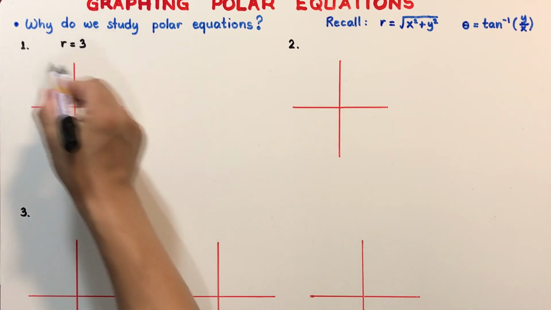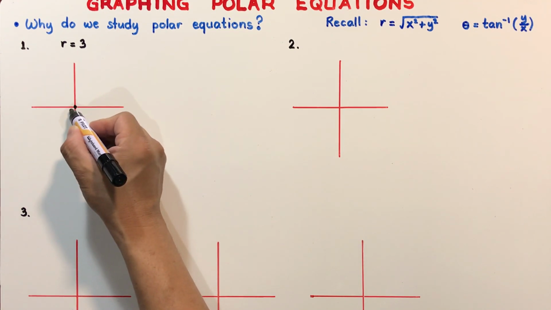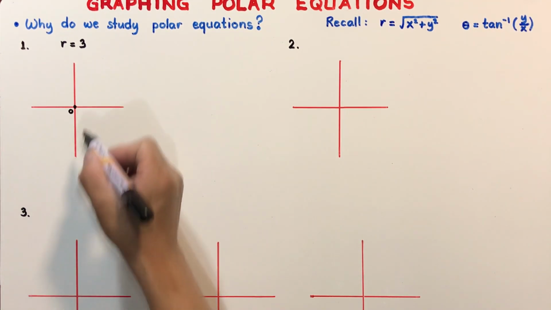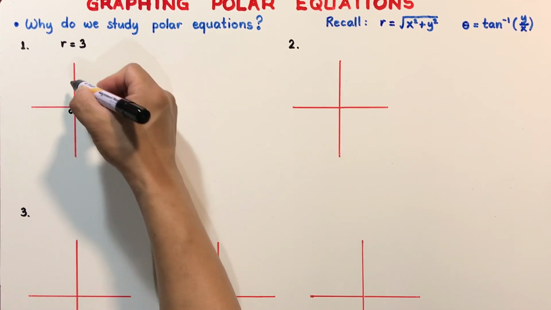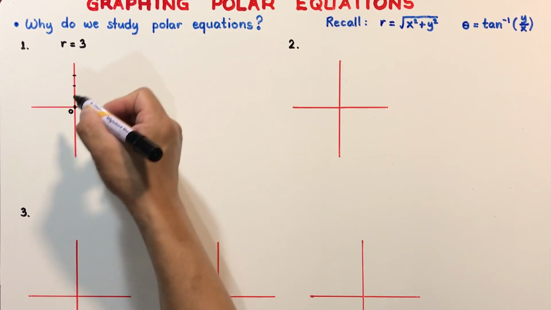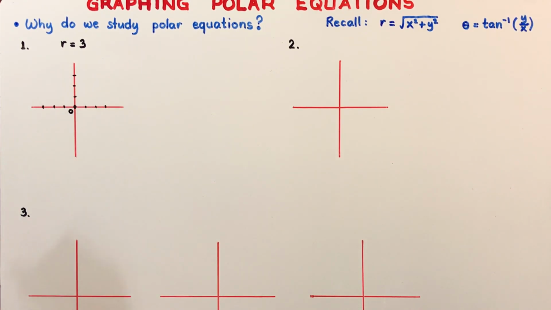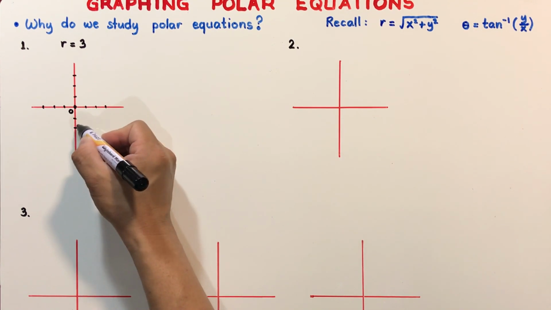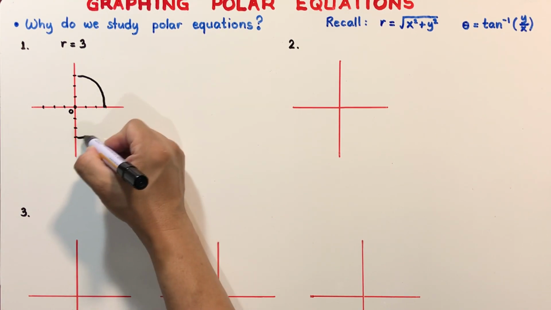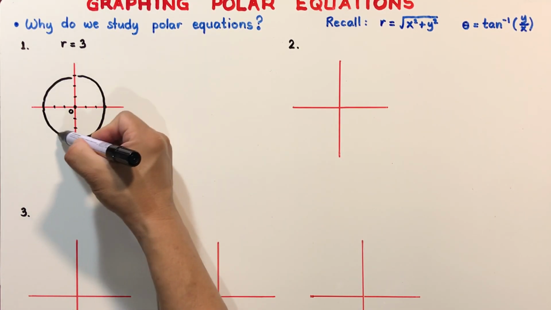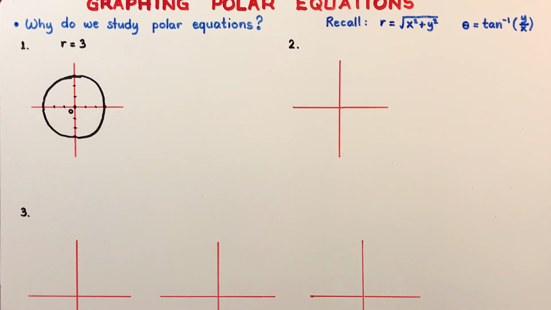So if you want to sketch the graph of that circle, the center is at the point of origin here. And you move 3 units to the right, also 3 units upward, and then 3 units to the left, and then also 3 units downward. And then you can actually sketch the graph of the circle like this one here. So that's a circle of radius 3.